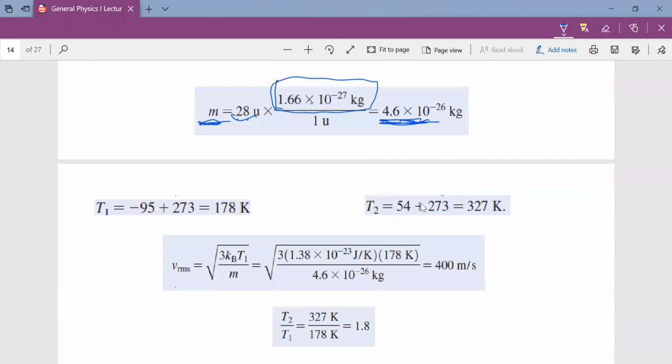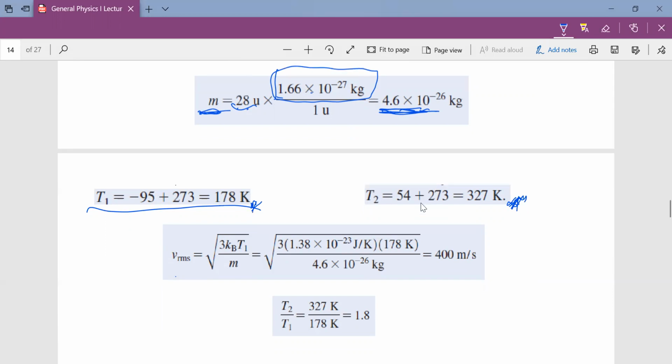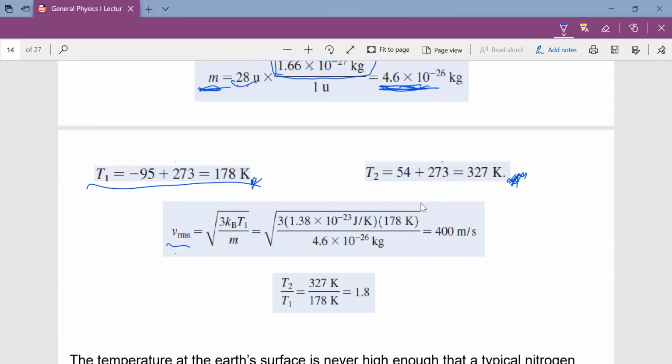We did our conversion for the first temperature, which is minus 95 plus 273, to give us the value in Kelvin. We did that also for the highest temperature ever recorded. So this is the coolest ever recorded, and this is the highest ever recorded. The first question told us to look for the root mean square velocity. Substituting into the formula directly, since we have all our parameters, it multiplied out to give us 400 meters per second.